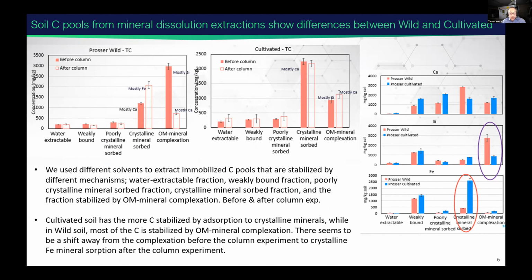And so we can again compare this for the two types of soils, and we also have data from the different cations. And so we found, for example, that the cultivated soil has more carbon stabilized by adsorption to crystalline minerals, while in the white soil, most of the carbon was stabilized by organic matter-mineral complexation. But this shifted between the organics from before the column experiment to after. It seemed that the complexation after the column experiment was dominated by iron mineral adsorption.